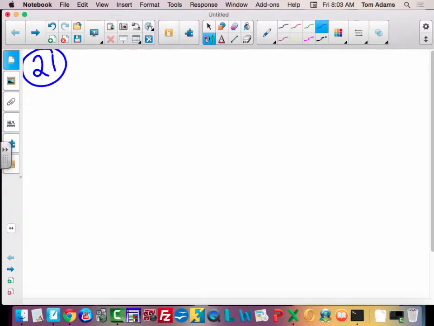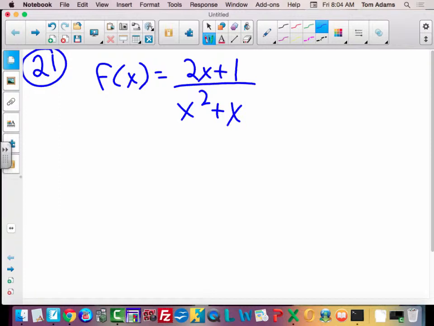For problem number 21, our textbook asks us to find the horizontal and vertical asymptotes of the function. This is the function that they gave us: f of x is equal to 2x plus 1 all over x squared plus x. Okay. Now, the vertical asymptotes, we'll do that first.